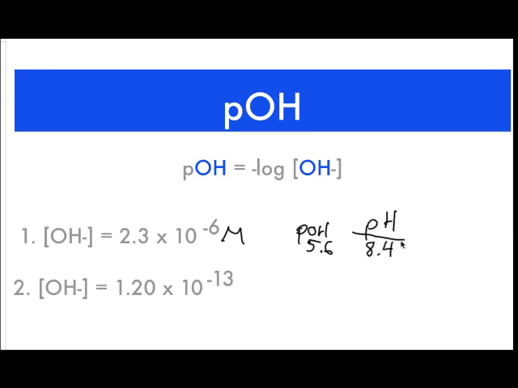Sure, 8.4. All right, we'll pretend we did that in our heads. 8.4, which on the pH scale means basic. We can do the same thing with the second problem. We get a pOH if we take the negative log of that concentration. That pOH is going to be 1.1. And is that acidic, basic, or neutral?